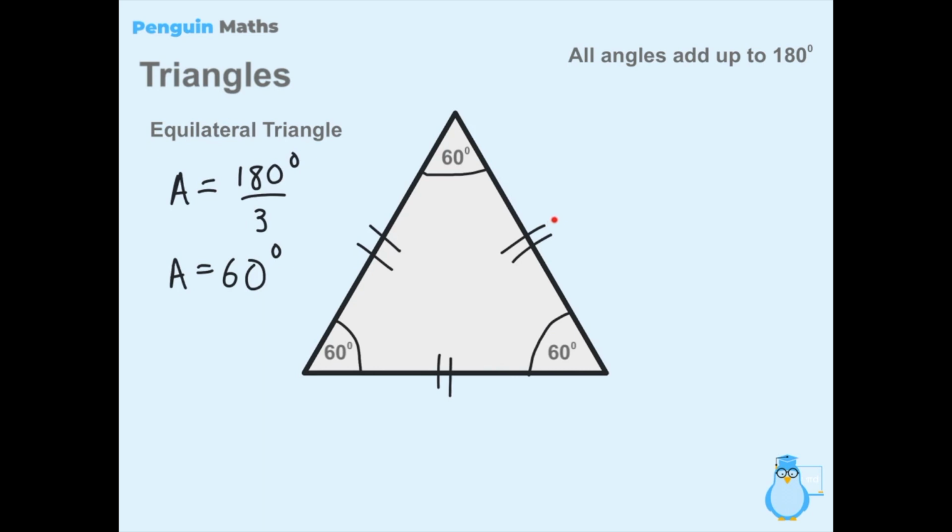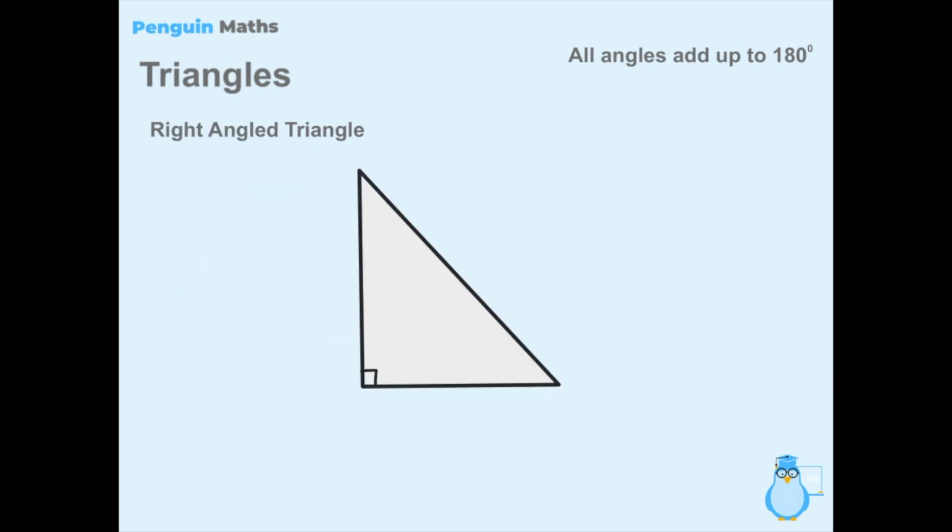This may be 1 meter, and that means both of these sides will be 1 meter, or it could equal 50 meters, 100 meters. The length does not matter, but the angles within an equilateral triangle are always 60 degrees, because 60 plus 60 plus 60 equals 180, and that's the rule, that in a triangle all angles add up to 180 degrees. Okay, so the next type of triangle we're going to look at are right-angled triangles.